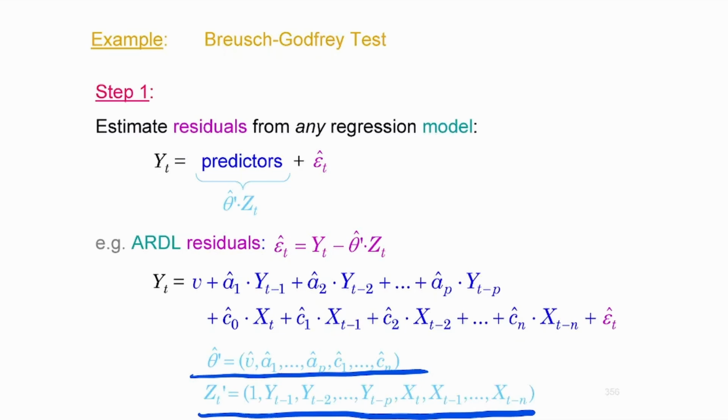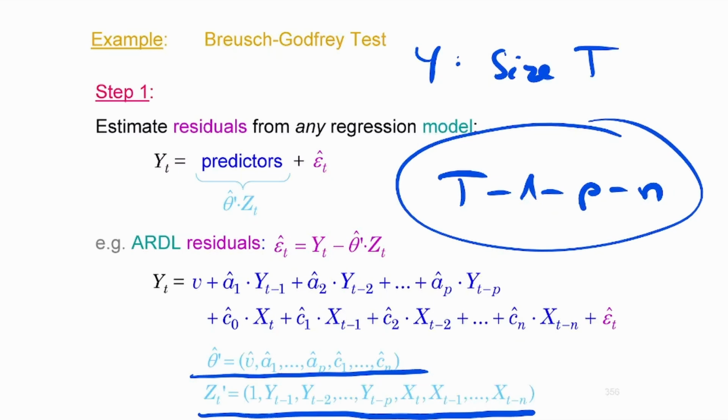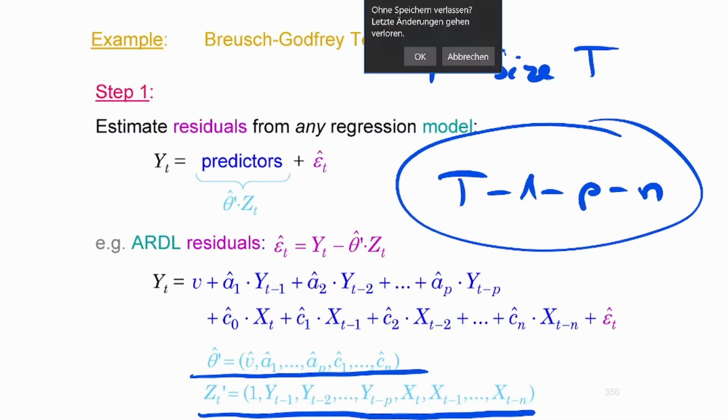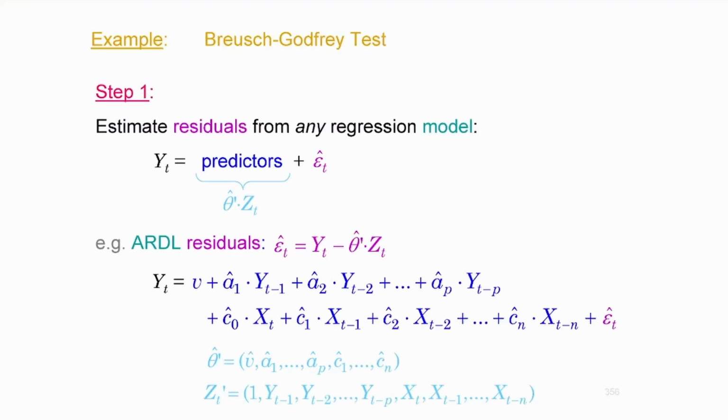And the number of residuals in this sample is going to be capital T minus 1 minus P minus N, if Y consists of sample size capital T. So you have capital T observations of the process. You understand what I'm saying? That is going to be the number of residuals that you'll have. But anyway, what do you do with that?